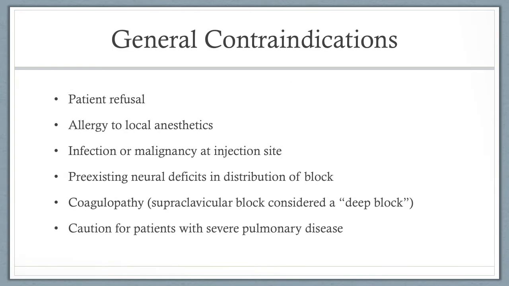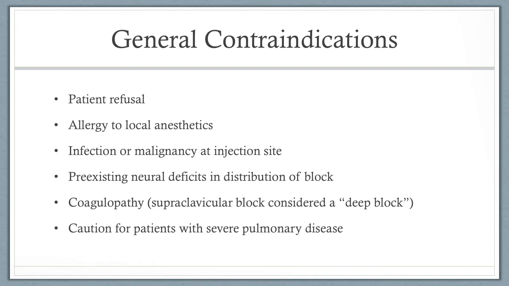General contraindications to peripheral nerve blocks also apply to the supraclavicular block, including patient refusal, allergy to local anesthetics, infection or malignancy at the injection site, existence of pre-existing neural deficits in the distribution of the block, and coagulopathy. Of note, the supraclavicular block is known as a deep block site that is considered non-compressible, so coagulation guidelines should be followed accordingly. A more superficial block should be considered for patients on anticoagulation therapy.